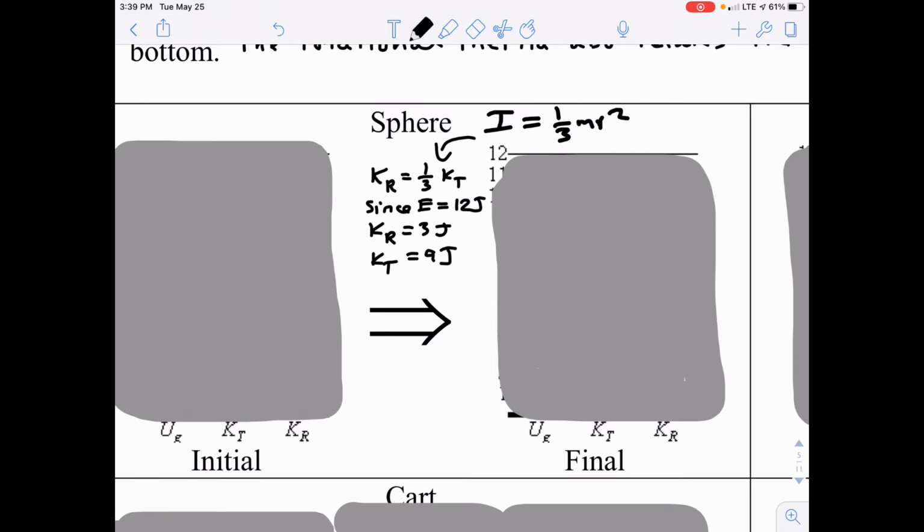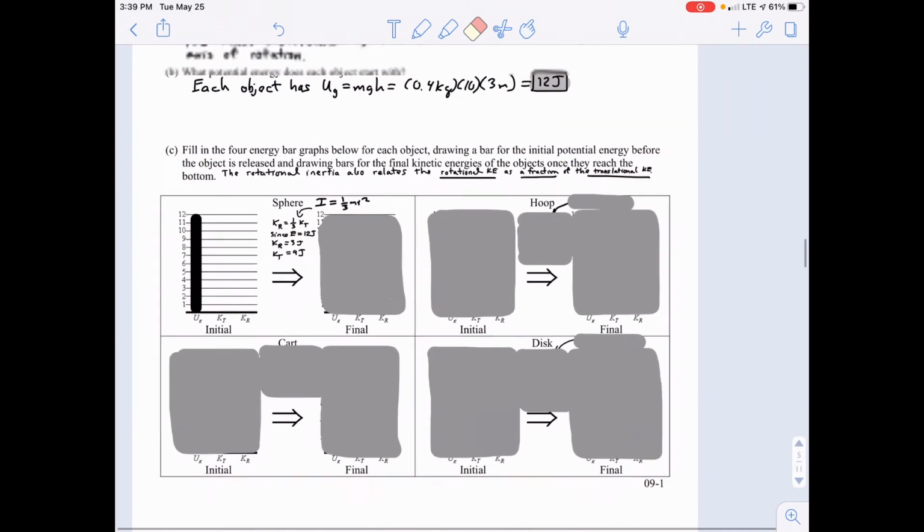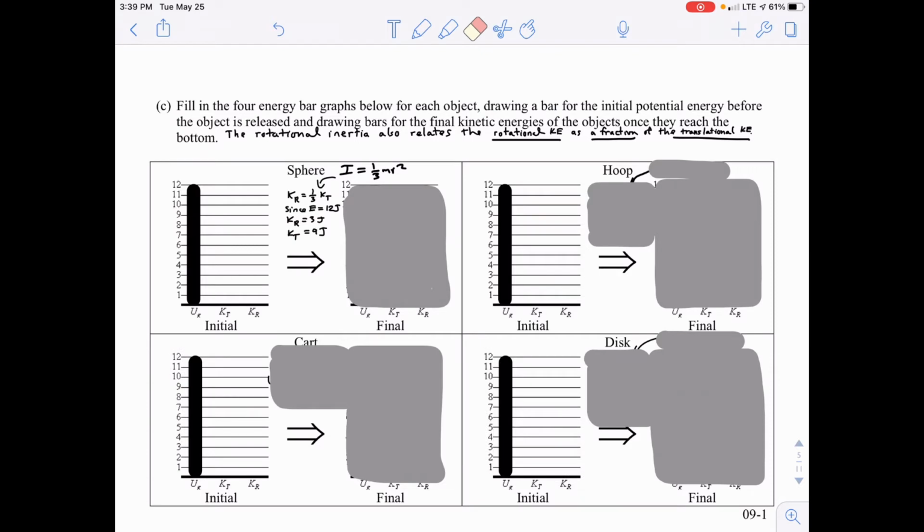Now, the total energy was potential to start with. So our graph in each case should start with gravitational potential energy in a bar all the way up to 12 joules. Pause the video and go ahead and create the initial side of each graph.